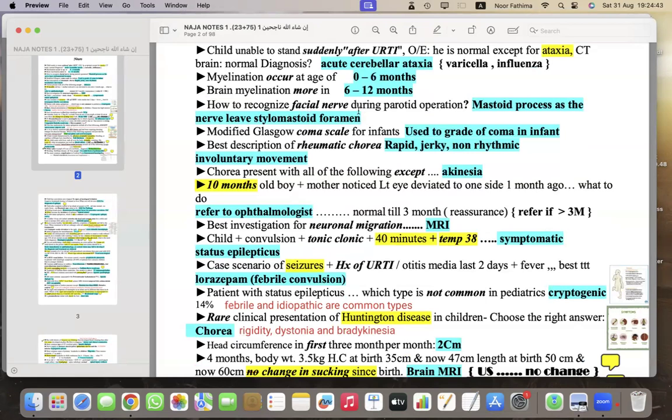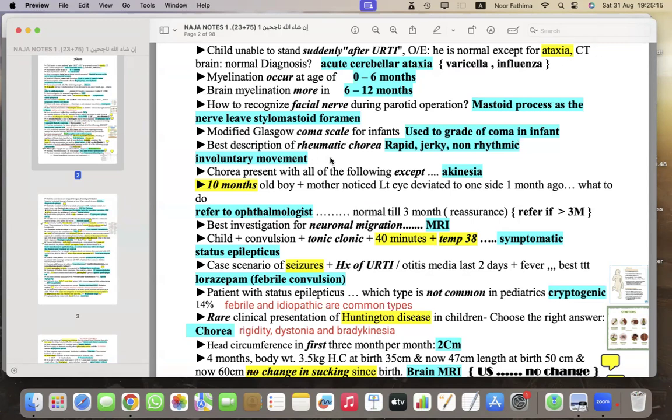Next is how to recognize the facial nerve during parotid operation. You will recognize it as the nerve leaves the mastoid process, through the stylomastoid foramen. I think I have sent this picture in the group. You can see the mastoid, the facial nerve coming out of the stylomastoid foramen. Then the modified Glasgow coma scale for infants is used to grade coma in infants.